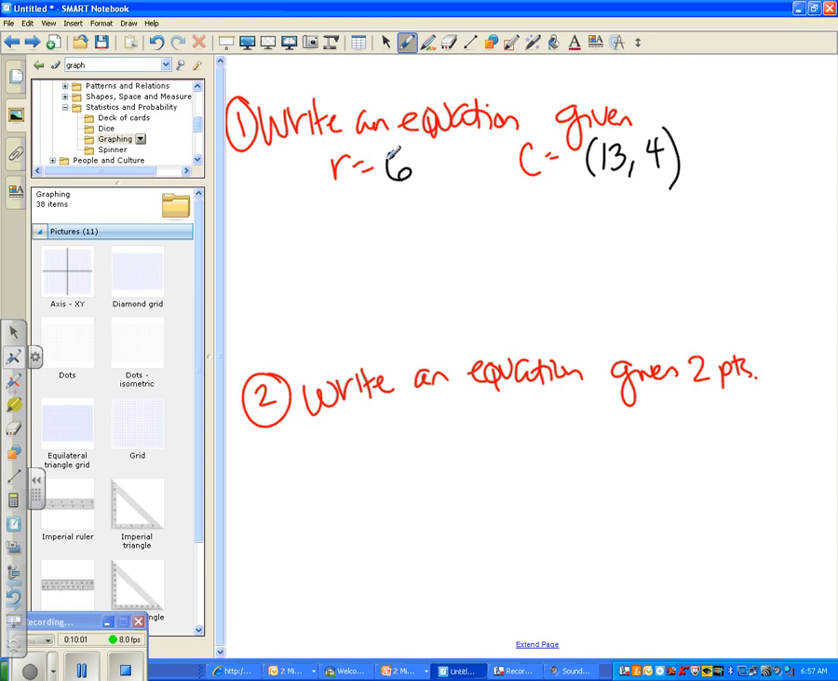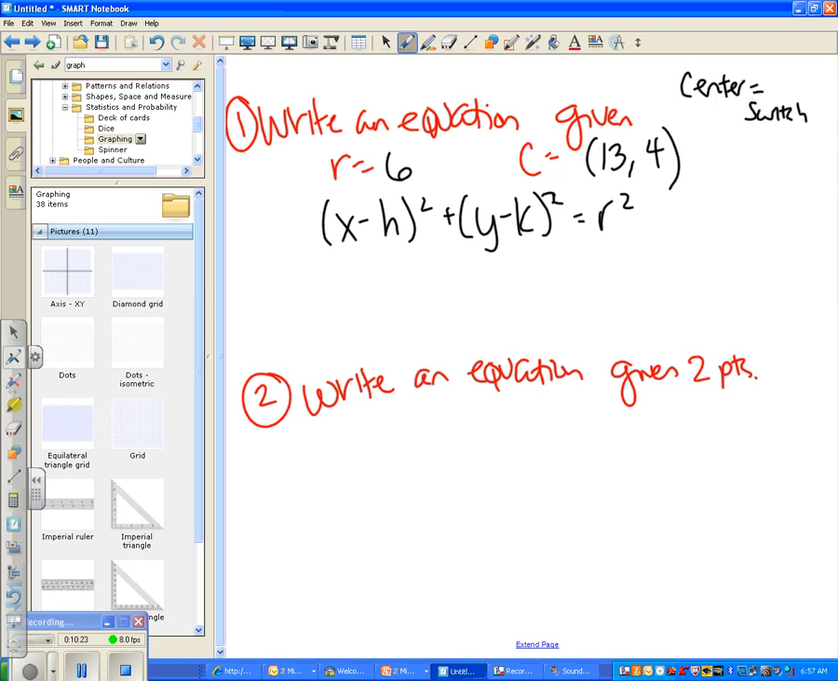All right, so remember the equation of a circle is x minus h squared plus y minus k squared equals r squared. Kind of like a squared plus b squared equals c squared, right? Okay, so for the center, remember you need to switch the signs. So instead of a positive 13, this is your x, so it goes with the x. Instead of a positive 13, you make it a negative 13. And since this is your y, instead of a positive 4, it's a negative 4.